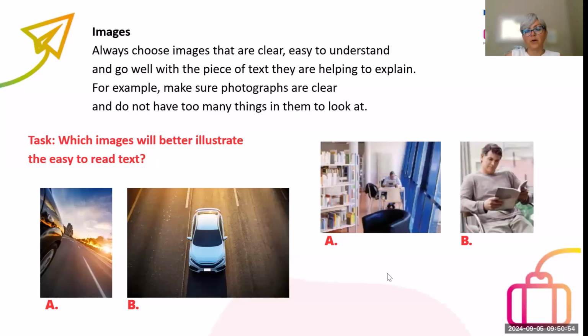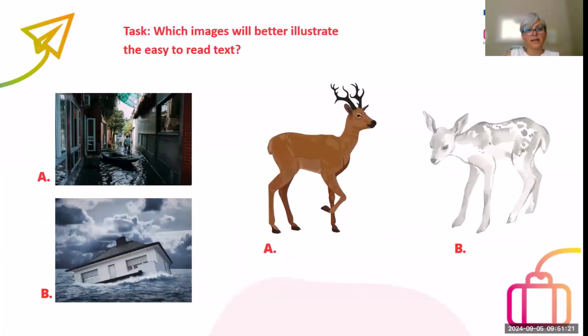Okay, what about the second pair of pictures? A man reading a book or a paper. Okay, good. Of course, it's B. Okay, now a bit more difficult ones. Which one will be correct here?